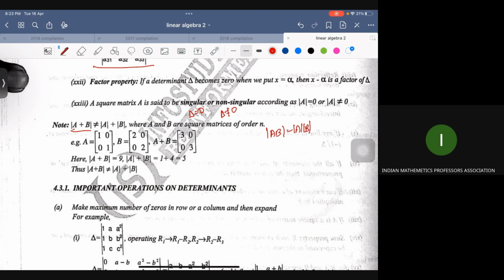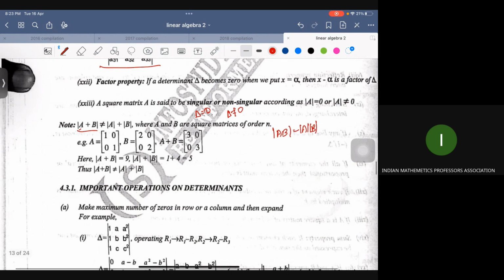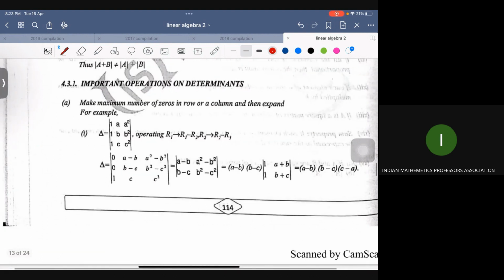The determinant of AB is equal to the determinant of A into the determinant of B, whereas the determinant of A plus B is not equal to the determinant of A plus the determinant of B. These are some of the important operations on determinants.